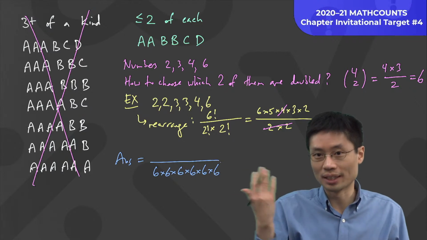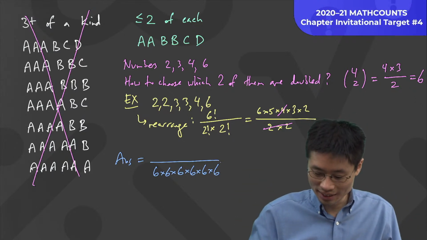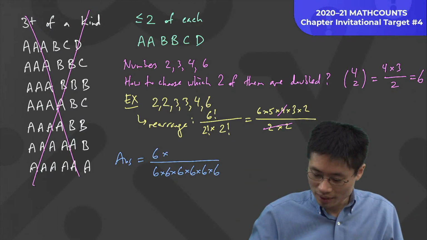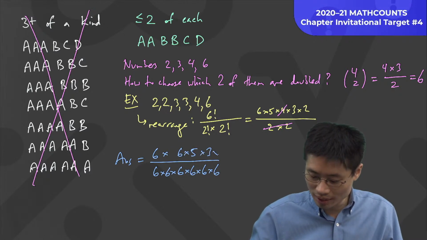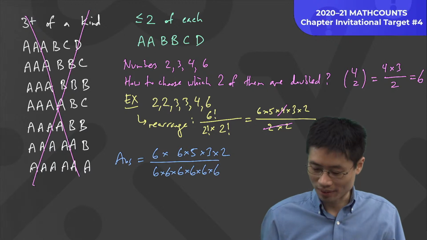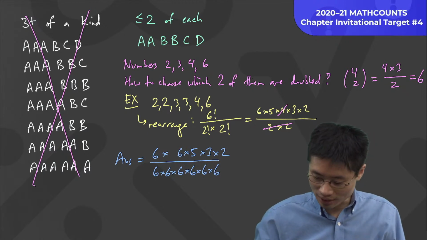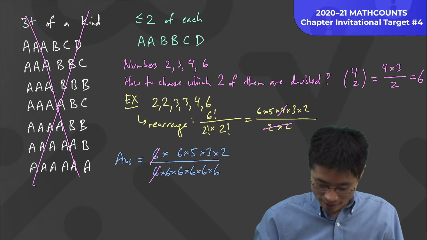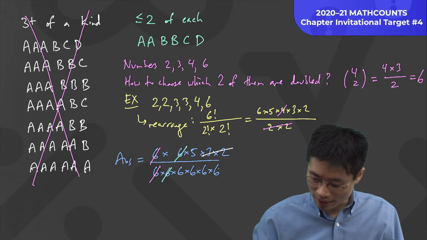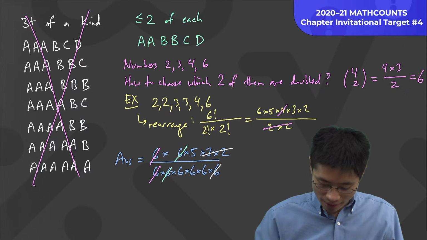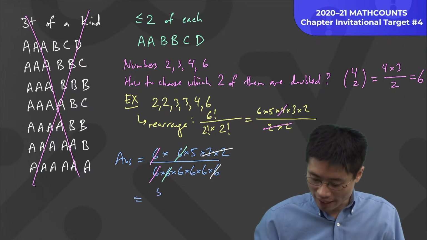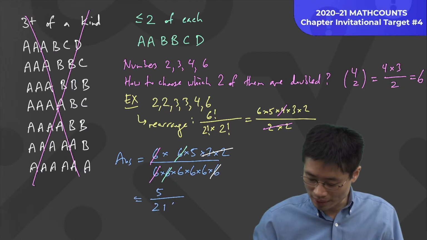Because that's the number of ways to get 6 outcomes when you roll dice. On top, I have a 6 times another 6 times 5 times 3 times 2. Okay, that's what I've got. Let's cancel. This 6 cancels that 6. This 6 cancels that 6. This 3 times 2 cancels one of those 6's. And the answer that I end up getting is 5 divided by 6 cubed, which is 216.